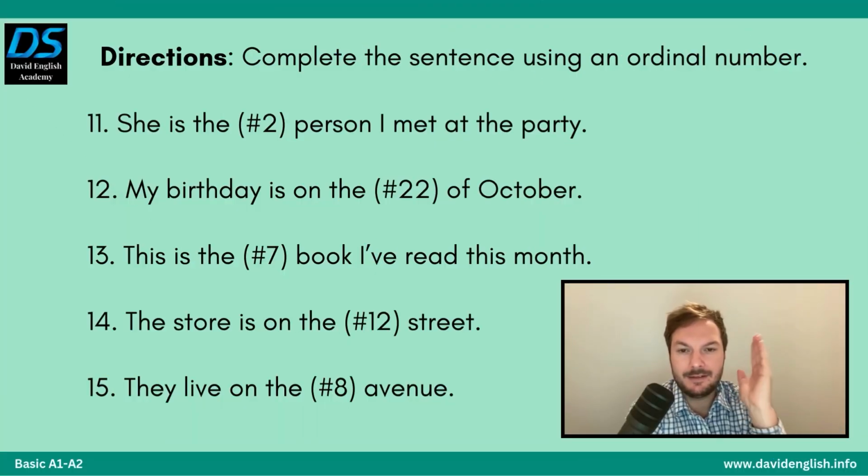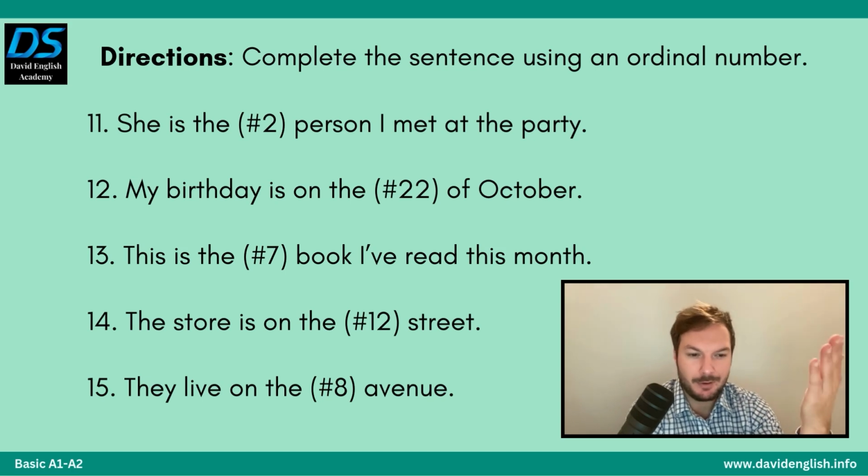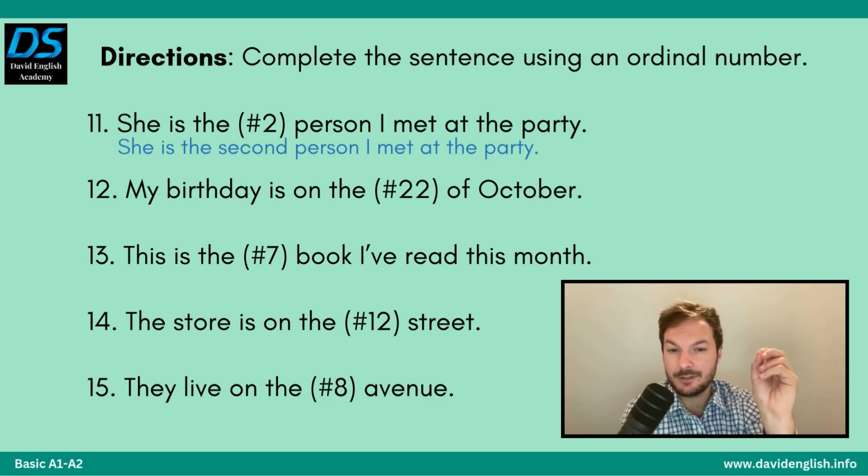Directions. Complete the sentence using an ordinal number. 11. She is the person I met at the party. I'm going to say she is the 2nd person I met at the party. The 2nd person I met at the party.